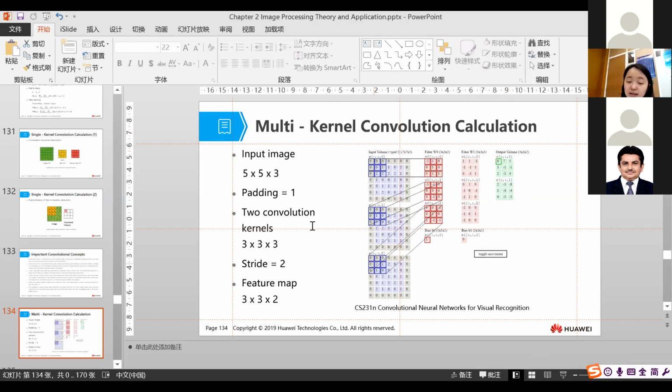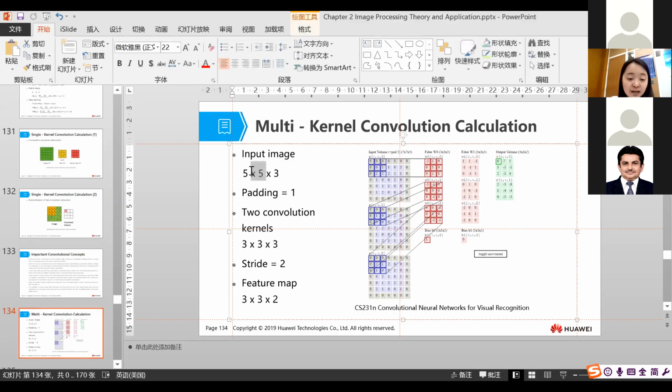Here are some terms we need to be very clear about. For example, the size of the input image is actually 5 by 5. And this 3 means 3 channels. That is an RGB image. And another term, the first term, we call padding. So what does padding mean? Any idea about what padding means?